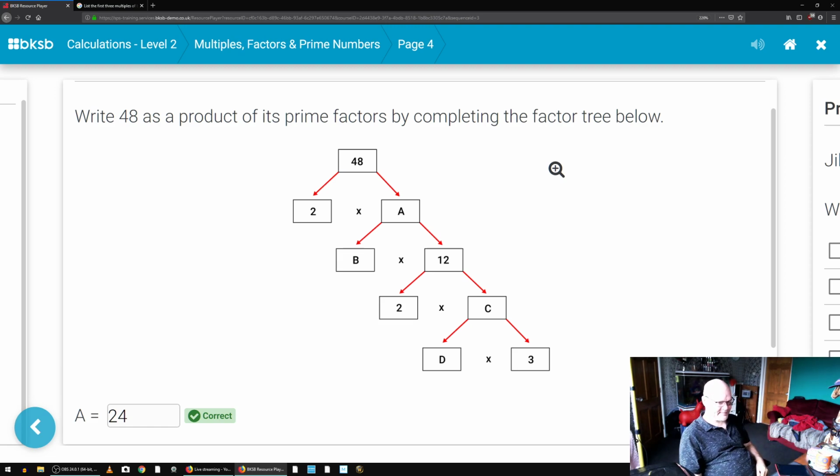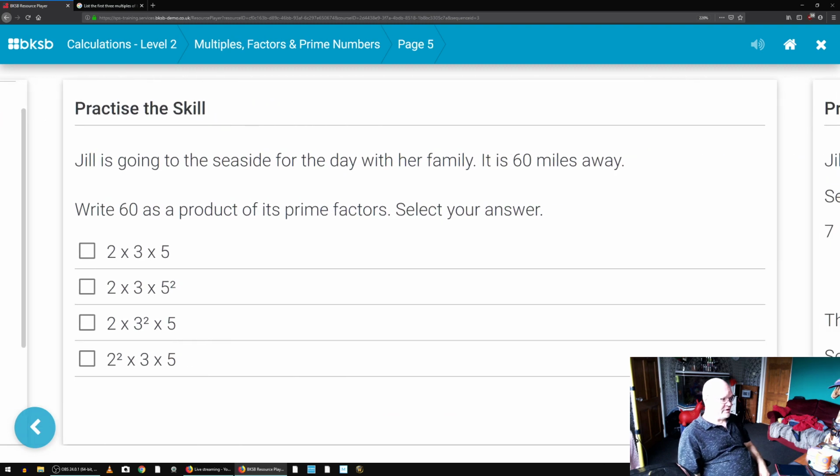Okay, next. Jilly's going to the seaside for the day with her family. Ooh, she's got a family and she's going to the seaside. If only I had that luxury. My keyboard is full of rubbish. Looks like I've got donuts all over it. Right, concentrate. Come on, Jilly's going to the seaside for the day with her family. It's 60 miles away.